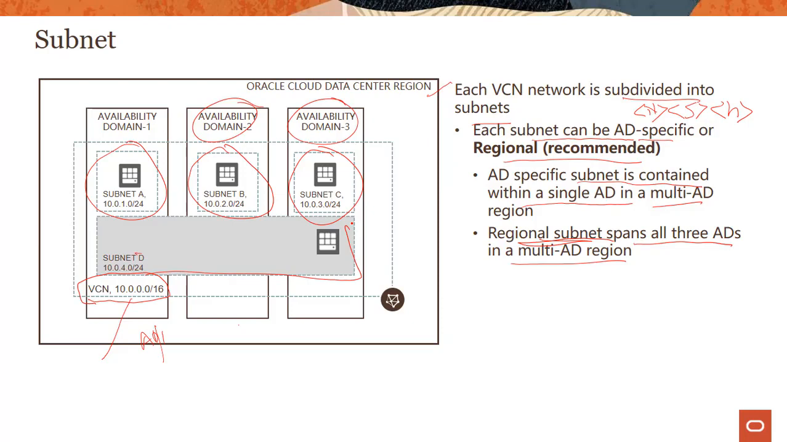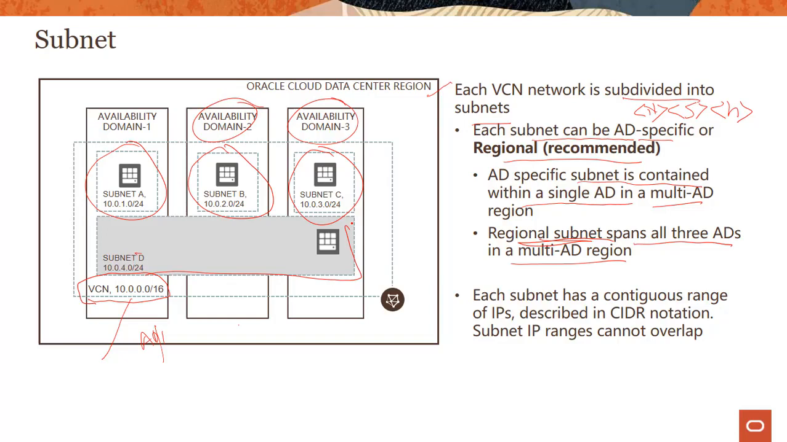Whether it's a regional or an AD specific subnet, each subnet has a contiguous range of IPs in IPv4, as in a VCN, described in CIDR notation. An important thing to keep in mind is that subnet IP ranges cannot overlap. So within a network, if you create subnets, just keep in mind that they cannot overlap.